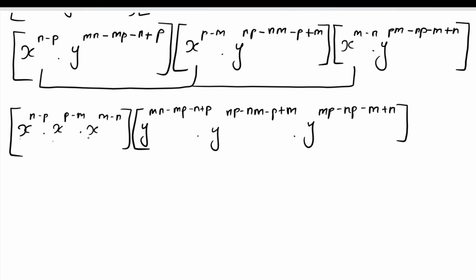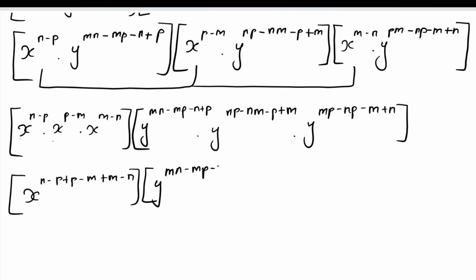Now here the bases are same. When the bases are same, the powers can be added. So this will become x to the power n minus p plus p minus m plus m minus n. And again here the bases are same and it's in multiplication, so the powers can be added. This will become y to the power mn minus mp minus n plus p plus mp minus mn minus p plus m plus mp minus np minus m and plus n.